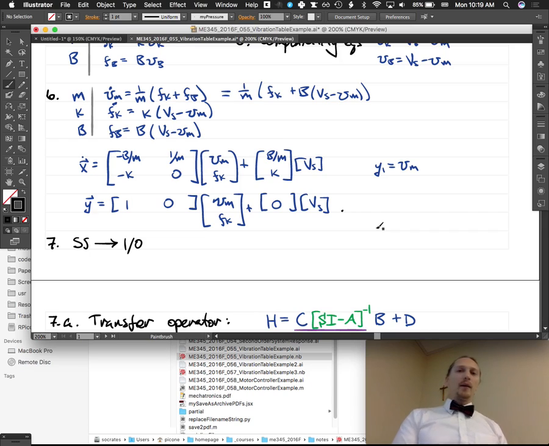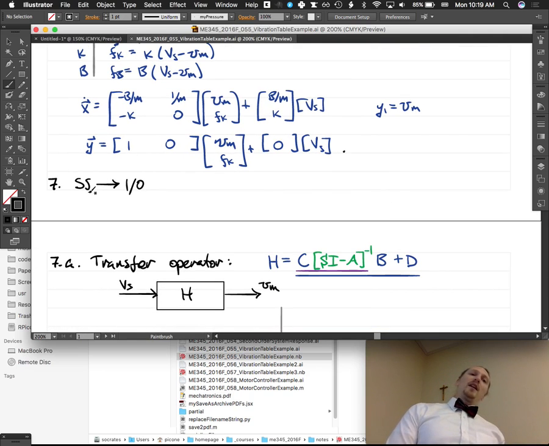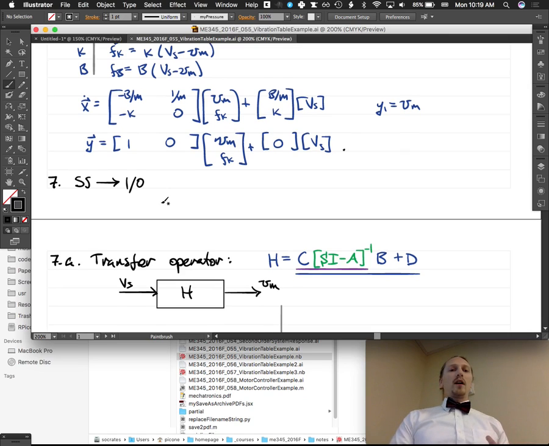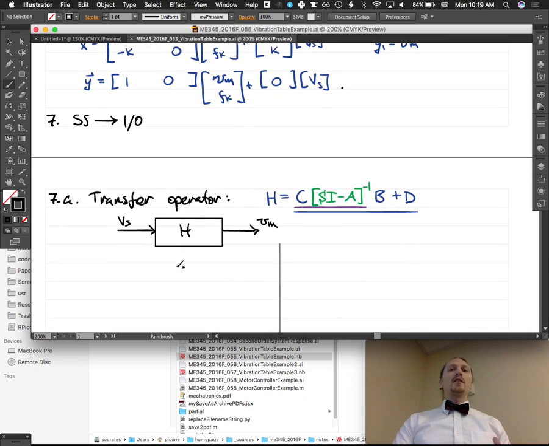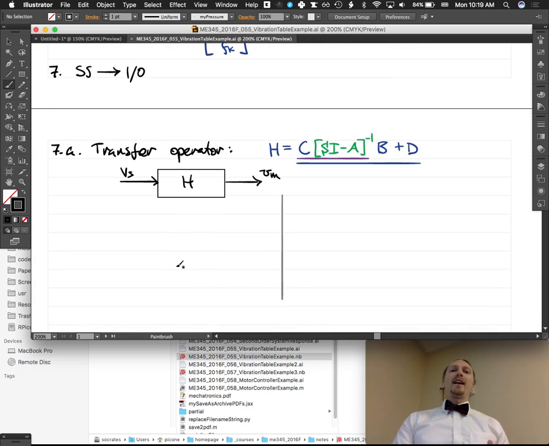So now we have a state model, which is great. We could go to MATLAB and simulate this response, the step response. We could do that. We've learned how to do that. But instead, we're going to solve it out analytically. So the state space to input-output differential equation process occurs through the transfer operator, right? And that has this formula, H is equal to C(sI minus A) inverse times B plus D.